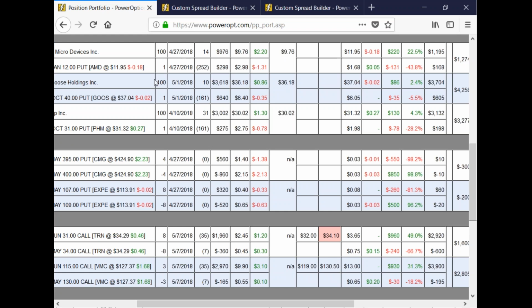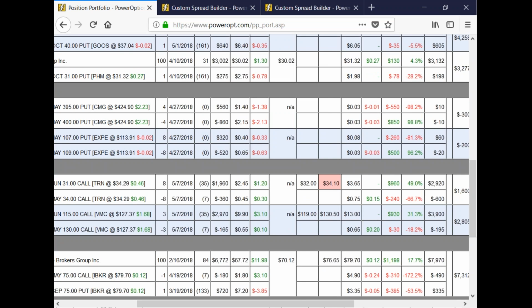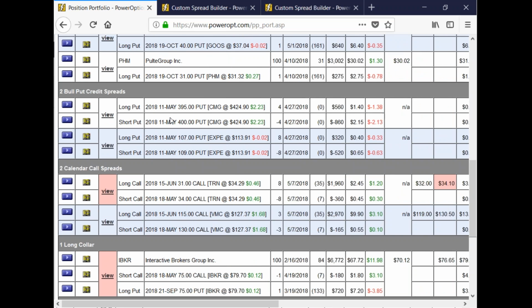But it did do what I want, as did Goose Holdings. I've been in it 10 days, but it's up 2.4%. The 2 bull put credit spreads I'm in were found using the weekly bull put search on April 27th. My bull put screen on the weeklies is 2 weeks out. CMG and EXPE both expired for full profit today. The 400, 395 on CMG and EXPE 109, 107.